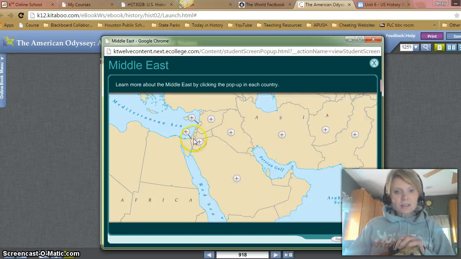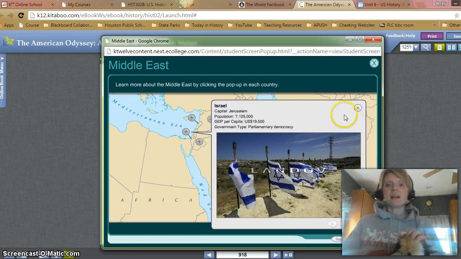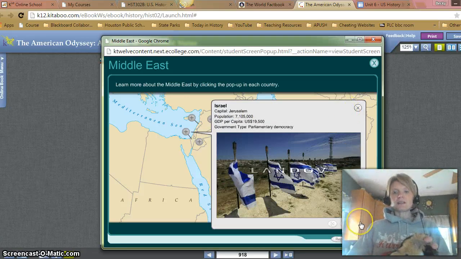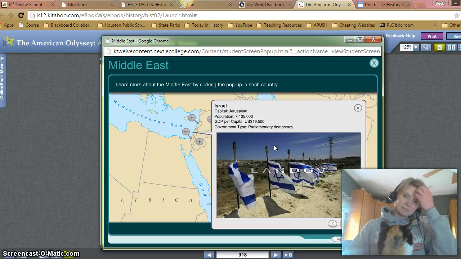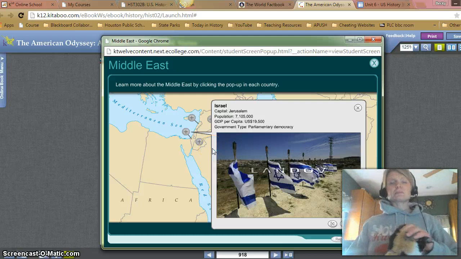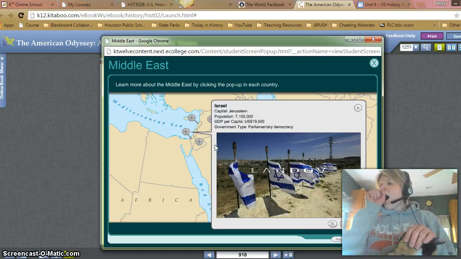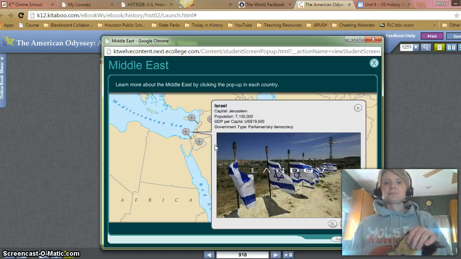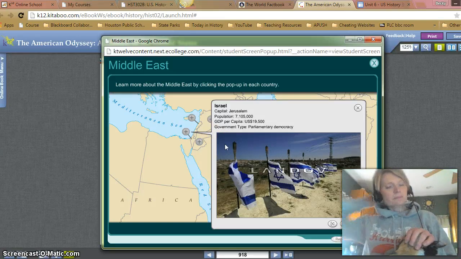Then let's look at Israel. Capital is Jerusalem. Government is a parliamentary democracy. The United States has been a strong supporter of Israel's sovereignty and security since the nation was founded in 1948, and the U.S. continues to support Israel and to focus on Arab-Israeli and Palestinian-Israeli peace. The United States and Israel are strong trading partners, share cultural ties, and work together on military and technology endeavors.